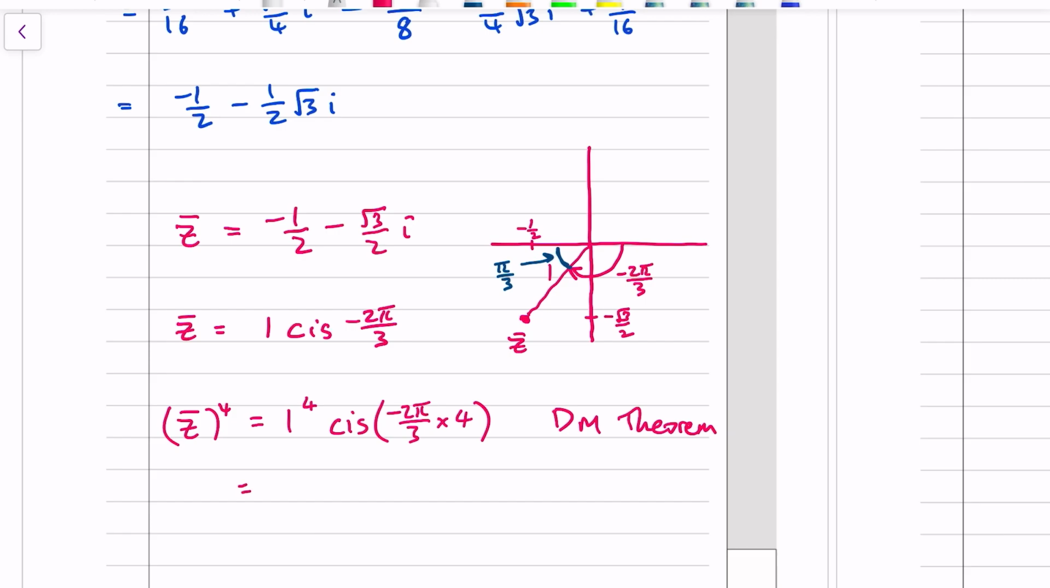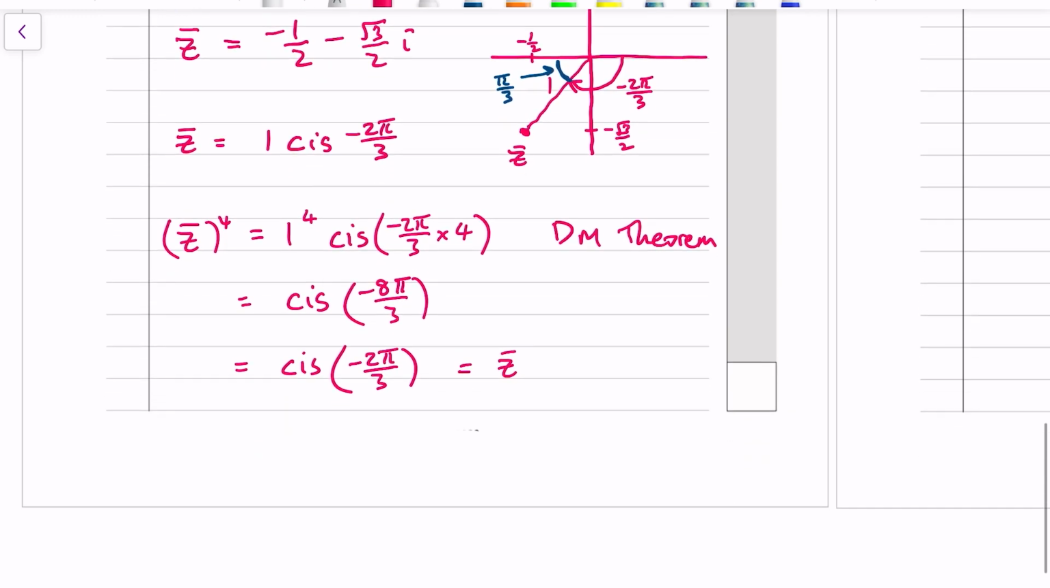Okay, and then one of the 4 is, of course, just 1, and cis minus 8 pi over 3. The question is, where is minus 8 pi over 3? What you want to do is take away a multiple of 2 pi. 2 pi is a full circle. 2 pi is 6 pi over 3. So if we add 6 pi over 3, we get to minus 2 pi over 3. They're the same angle. And of course, that takes us back to z bar. And the question asks us to answer in rectangular form, so we're going to write it as minus 1/2 minus root 3 over 2i.